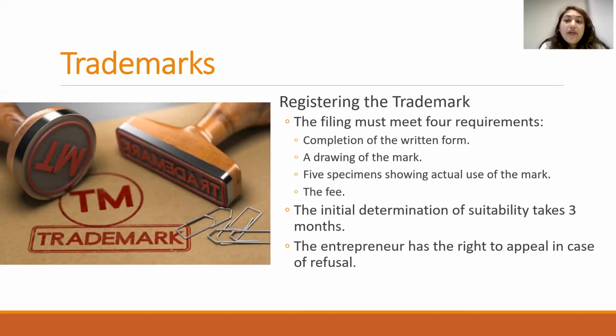How can companies register for a trademark? They can register themselves by fulfilling four requirements. First, they need to complete a written form, a drawing of the mark, 5 specimens showing the actual use of the mark, and then pay the fees. The initial determination of the suitability might take up to 3 months. The entrepreneur has the right to appeal in case it's refused.